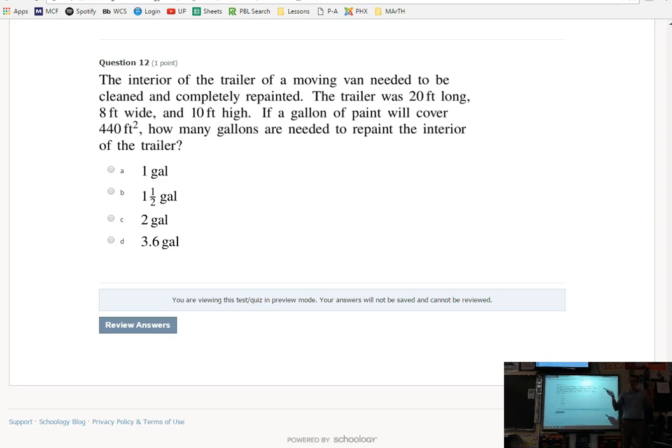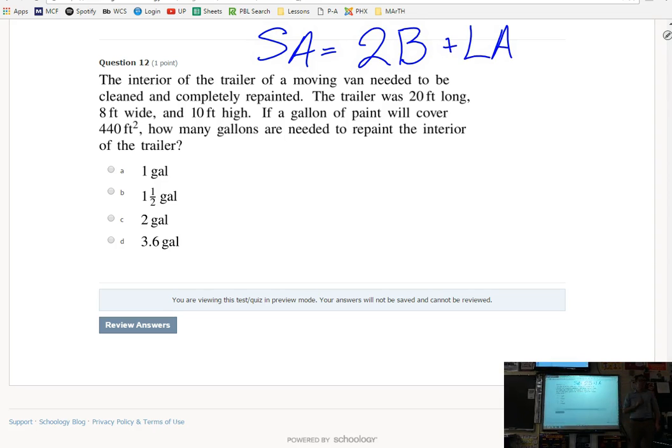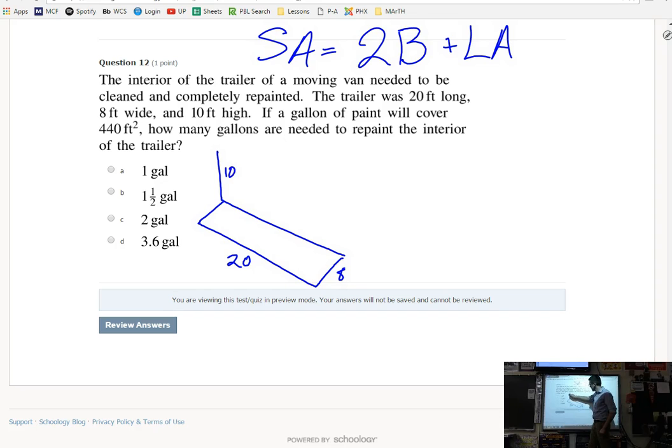Is the trailer a pyramid or a prism? It's a prism, right? It doesn't go to a peak, a point. It goes just straight up using rectangles. So my surface area formula for a prism, we've got 2 bases plus the lateral area. Now that's if I use the formula. I could also just match up walls, so I'll do the other method here in a second. But if I use the formula, let's draw this out to get an idea. They said it's 20 feet long, 8 feet wide, and 10 feet tall.